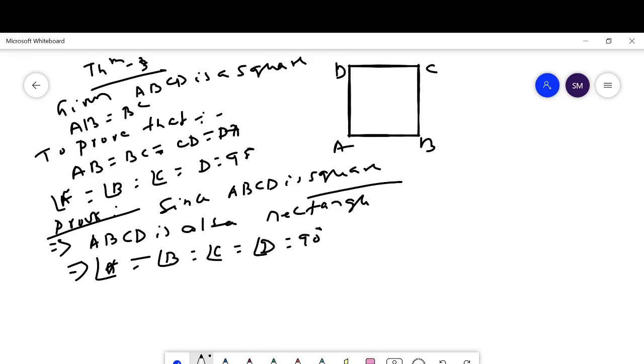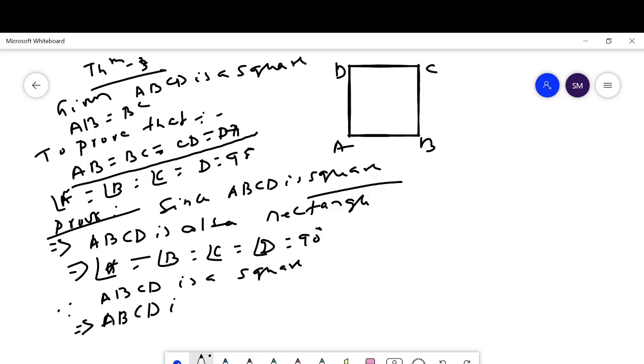Then next we have to prove that ABCD is a square and the side AB is equal to BC is equal to CD is equal to DA. As ABCD is a square, then it must be a parallelogram, as we know that all squares are parallelograms. Since ABCD is a square, which implies ABCD is a parallelogram, then which implies AB is equal to CD.